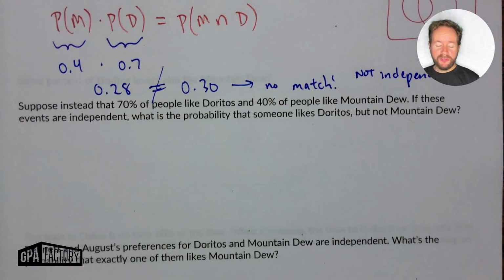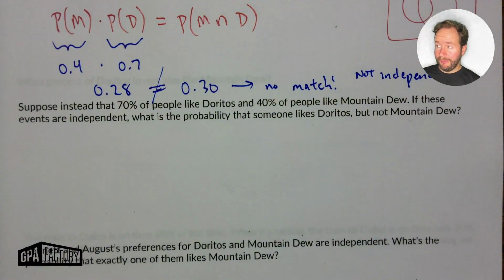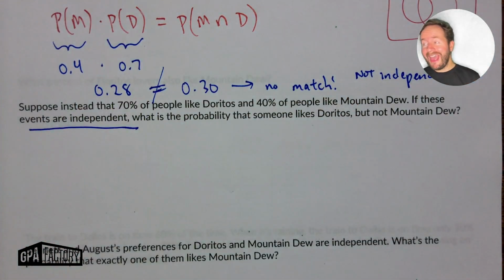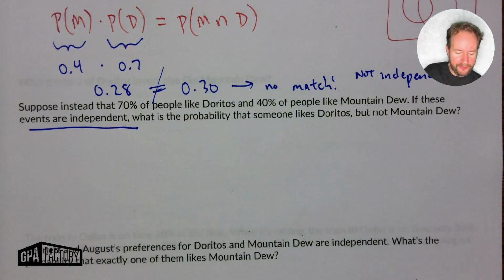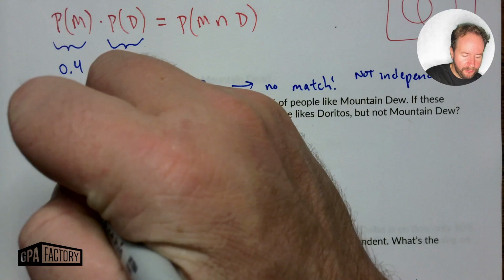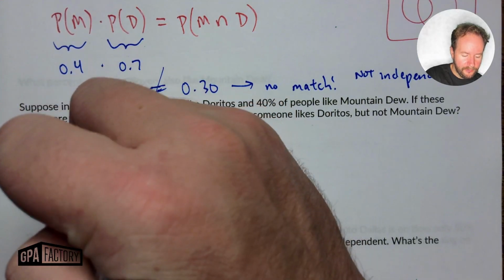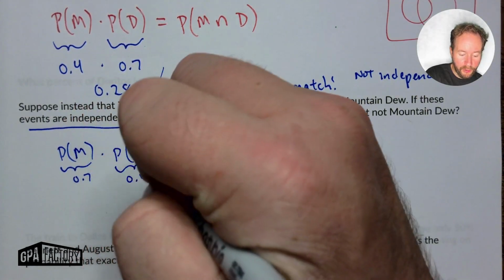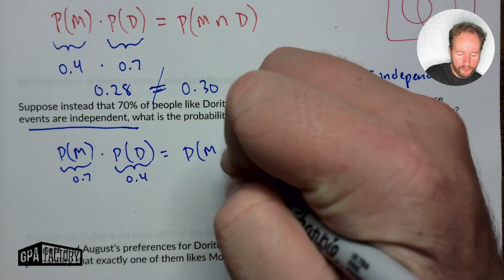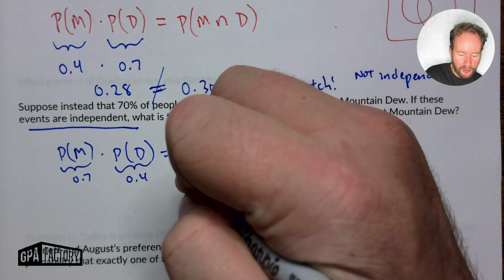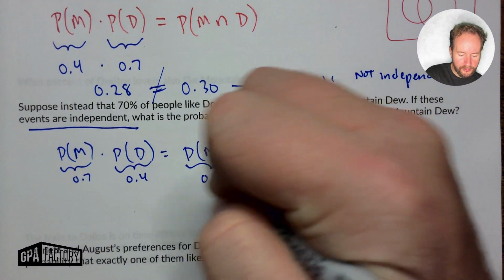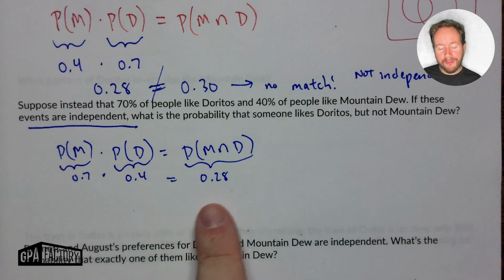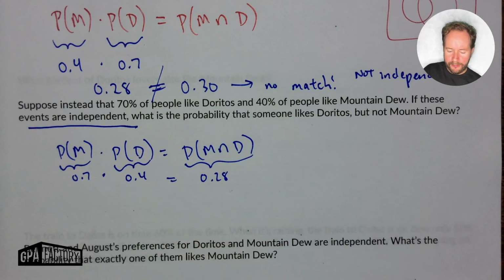Suppose that 70% of people like Doritos and 40% of people like Mountain Dew, and then it says these events are independent. Okay, so now we are told they're independent. Well, guess what that means? If I know the probability of Mountain Dew is 0.4, and I know the probability of Doritos is 0.7, well, then I can multiply them to get the probability of Mountain Dew and Doritos. So I know this will end up being 0.28. I'm allowed to multiply these two probabilities now.